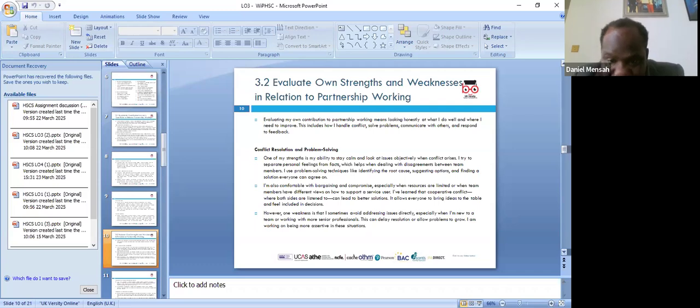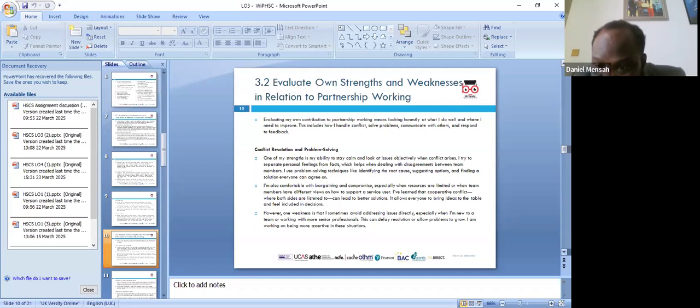You have to separate your personal feelings from the facts, which helps when dealing with disagreements between team members. I use problem-solving techniques like identifying the root cause, suggesting options, and finding a solution everyone can agree on. You should also be comfortable with bargaining and compromise, especially when resources are limited or when team members have different views on how to support a service user.